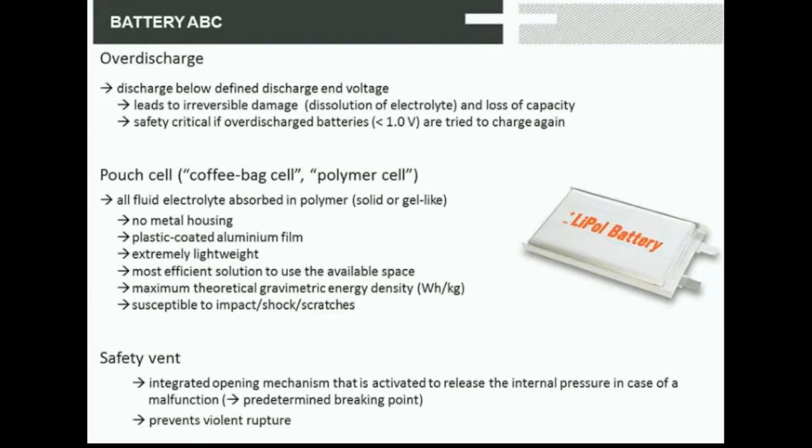Going back to the battery ABC, when I talk about a safety vent, it is an integrated opening mechanism that is activated to release the internal pressure in case of a malfunction. When the pressure inside the battery gets too high, we do not want this single cell to explode. We want this single cell to open the safety vent so that the electrolyte and the pressure inside of the cell can go out. We have to prevent violent rupture.